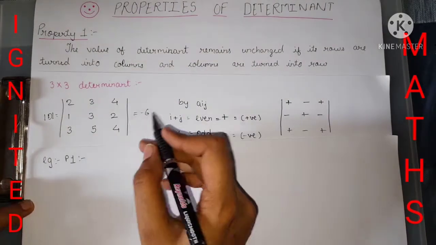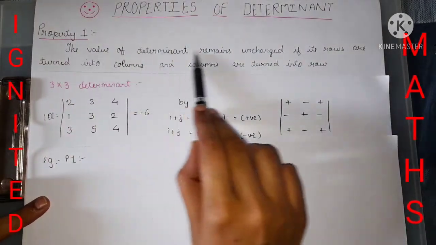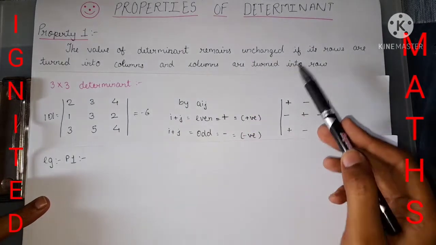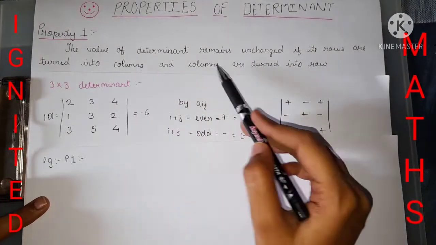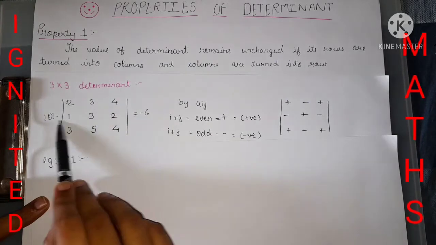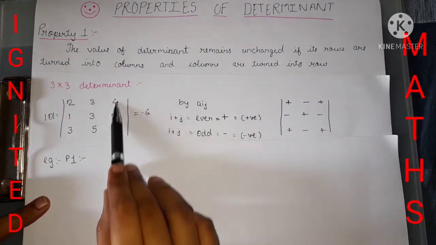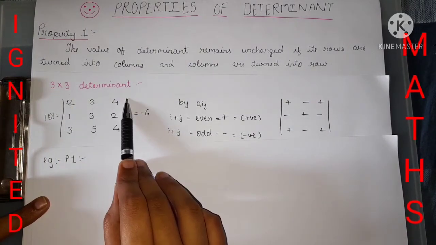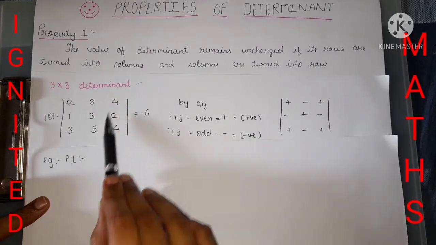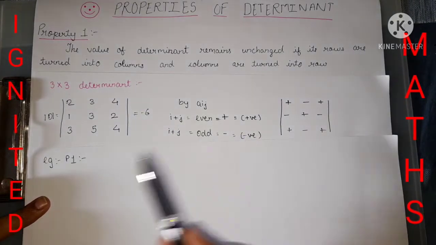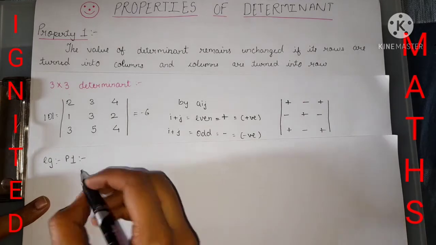So let's do it. The property says that the value of the determinant remains unchanged if its rows are turned into columns and columns are turned into rows. Here these are all the rows and these are all the columns. A horizontal line means a row and a vertical line means a column. So I am going to change the rows into columns and columns into rows.